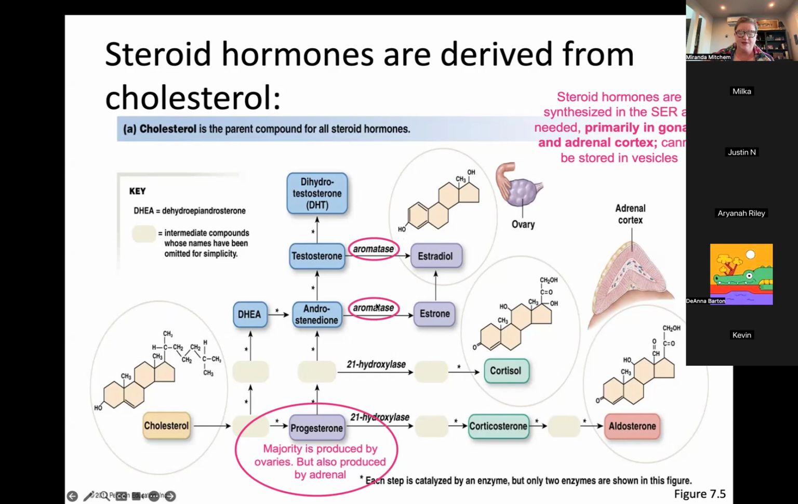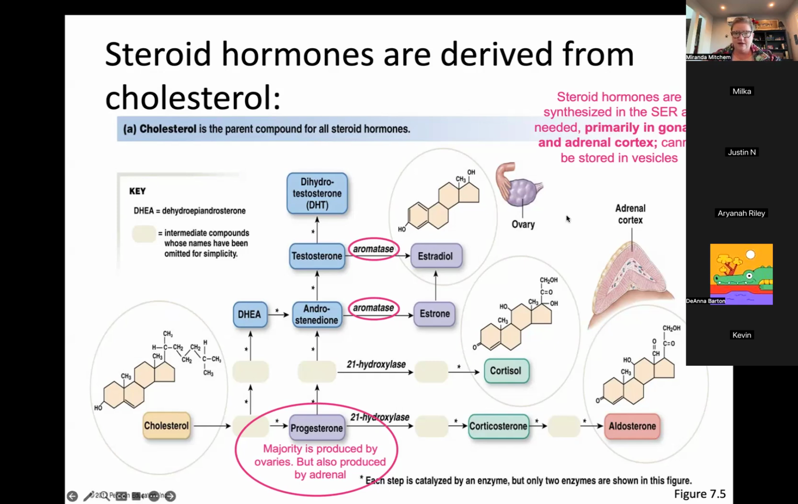So it induces menopause. But so this is the pathway for our steroid hormones, and we're talking about the adrenal cortex, which is where they're produced. So cholesterol is the base for every single one of our steroids.